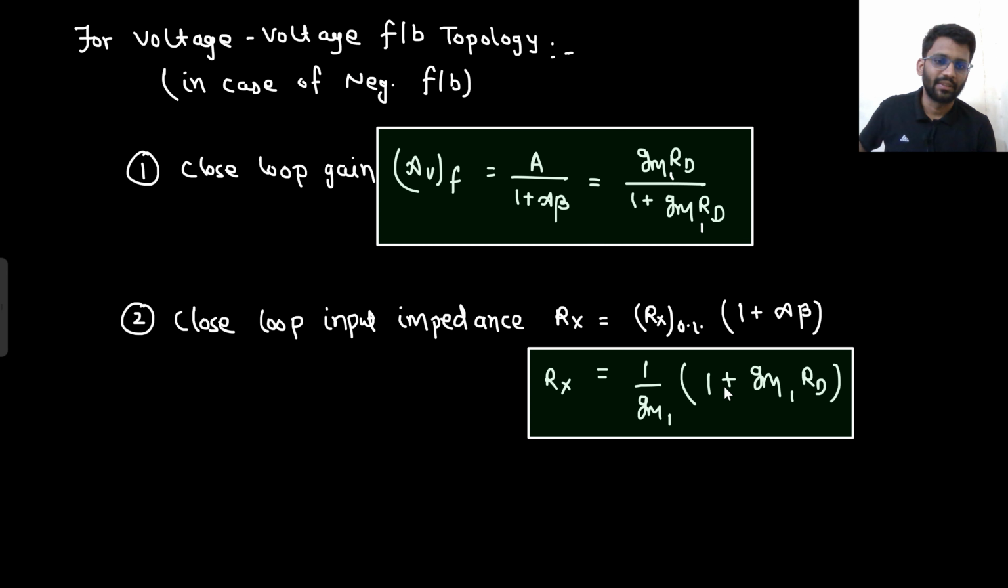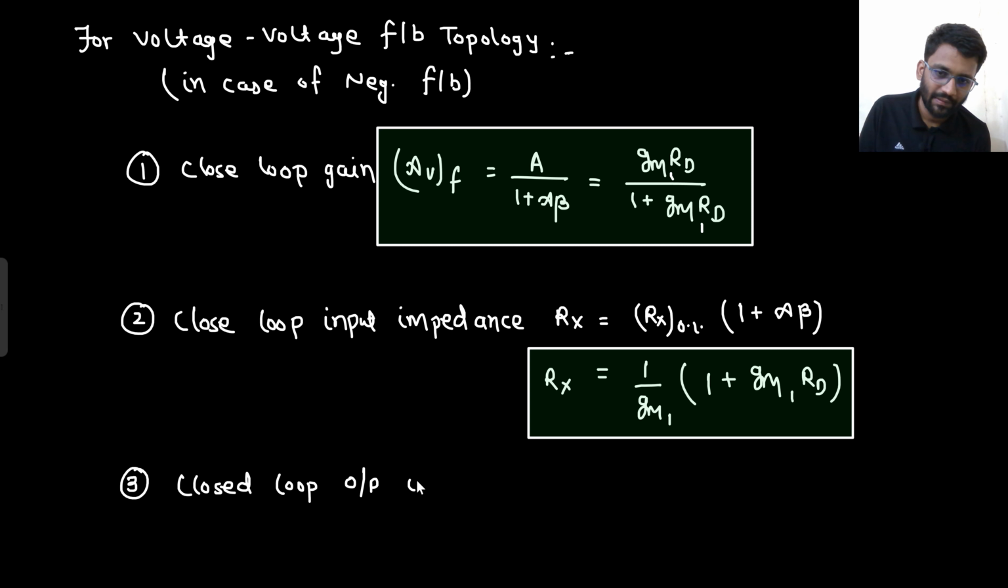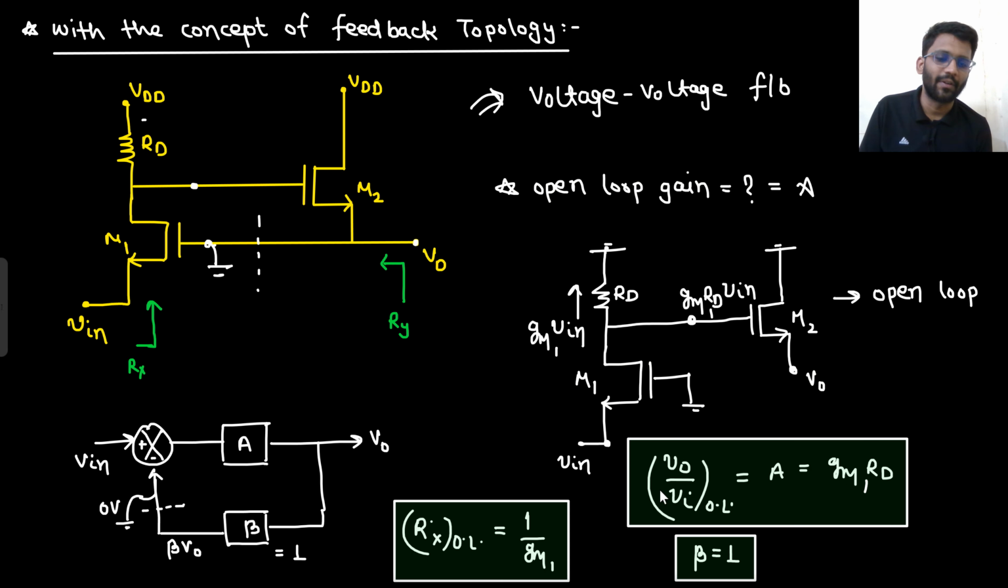How? With this analysis. And what about closed loop output impedance? Closed loop output impedance, that we need to find, but before that I need to find open loop output impedance. So what will be your open loop output impedance? You need to look at the impedance from here. You can call it Ry open loop. So what will be your Ry open loop? Here I can write Ry open loop. What will it be? What do you think?